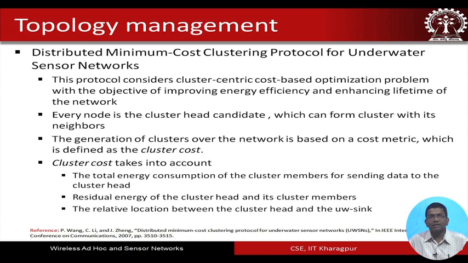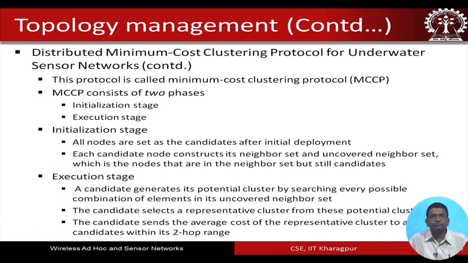The generation of the clusters over the network is based on a cost metric defined as the cluster cost, and this cluster cost takes into account the total energy consumption of the cluster members for sending data to the cluster head, the residual energy of the cluster head, and the relative location between the cluster head and the sink. So, this protocol is called the minimum cost clustering protocol, MCCP. It consists of two phases. The first phase is the initialization phase, the next one is the execution phase.